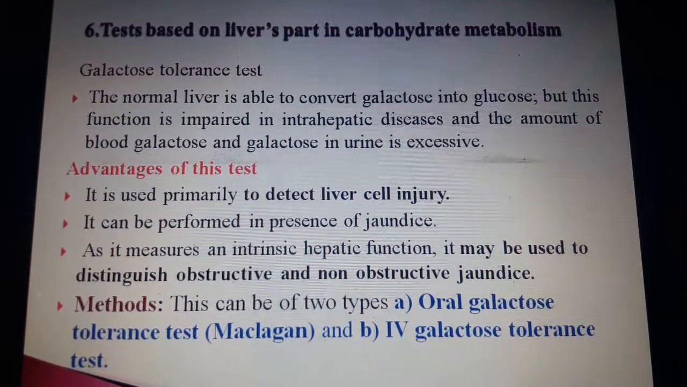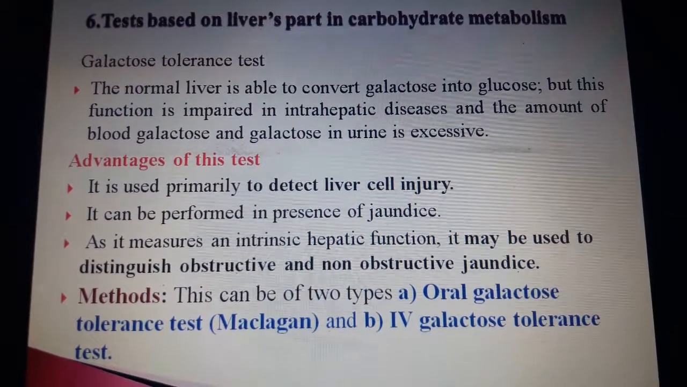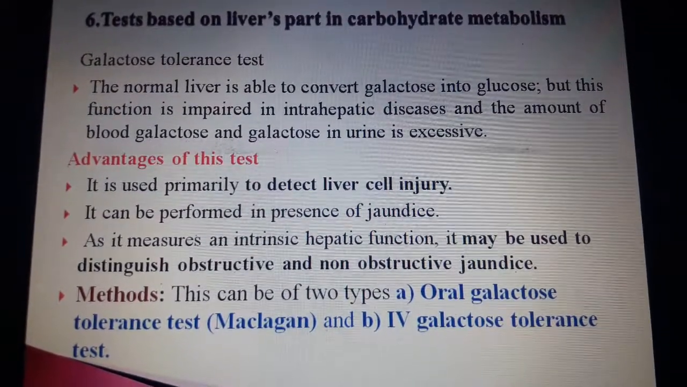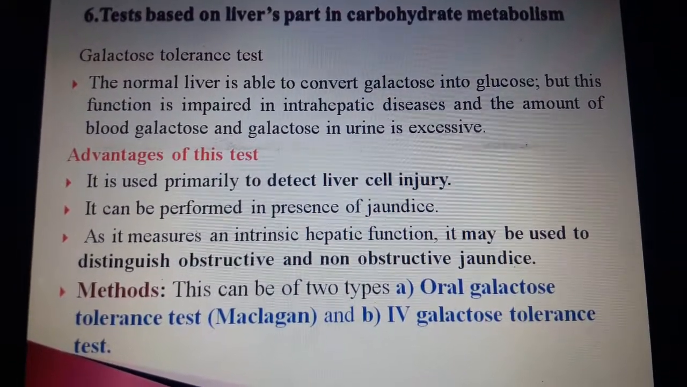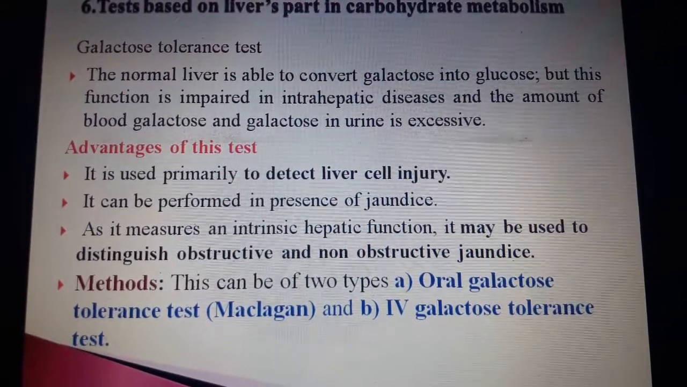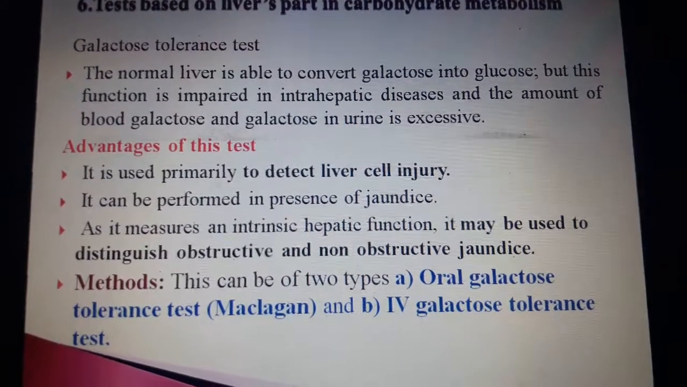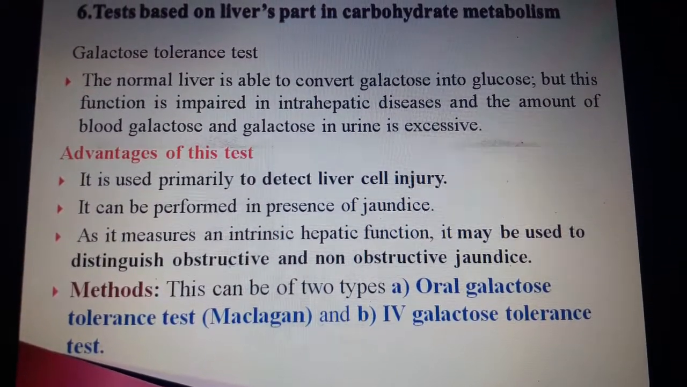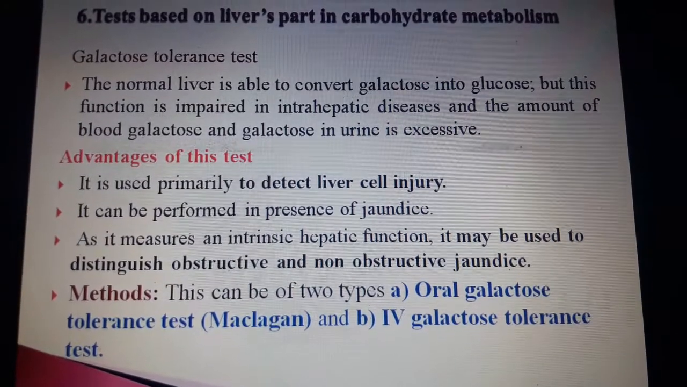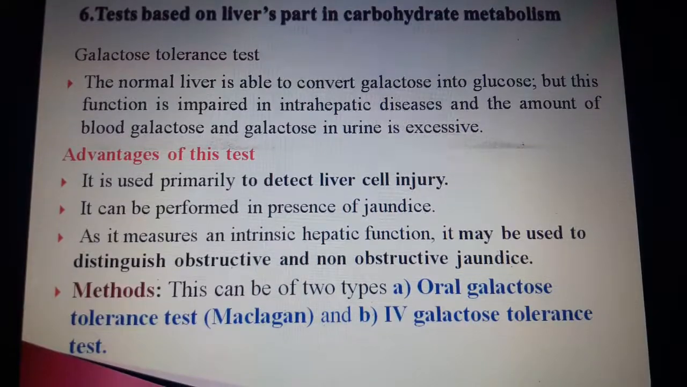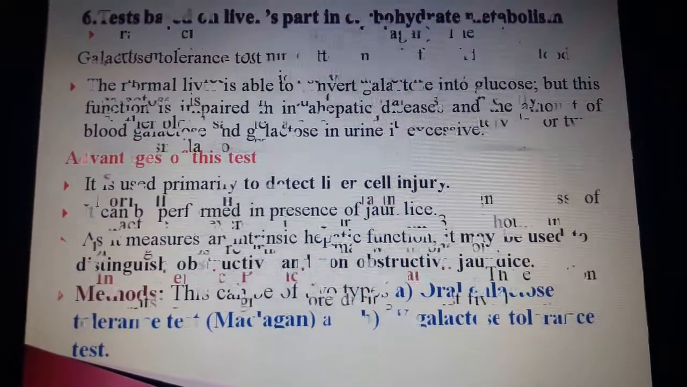Advantages of this test: it is used primarily to detect liver cell damage, and also it can be performed in the presence of jaundice, as it measures an intrinsic hepatic function. It may be used to distinguish obstructive and non-obstructive jaundice. Methods, and this can be of two types: oral galactose tolerance test and IV galactose tolerance test.